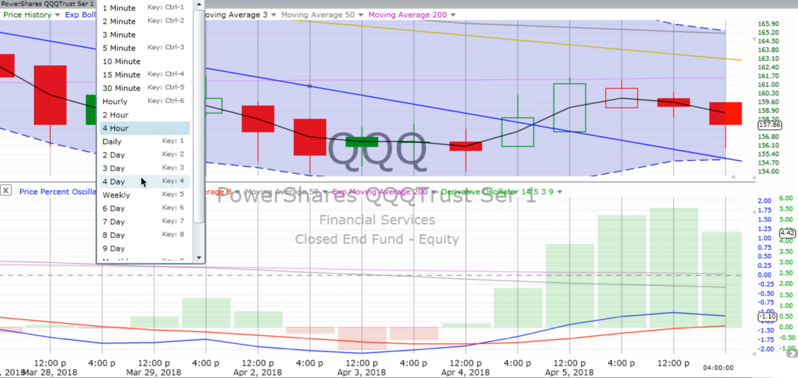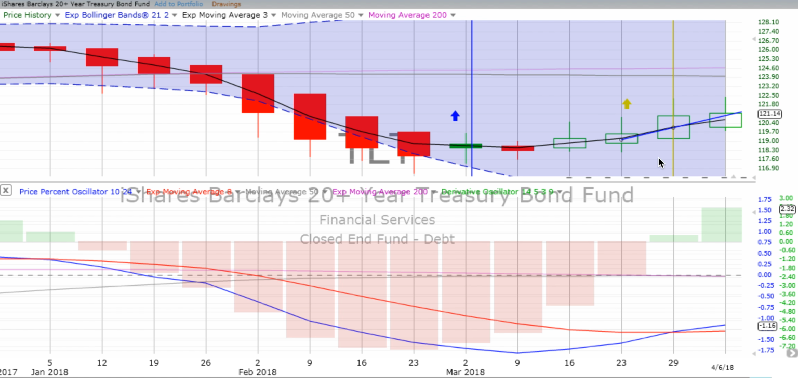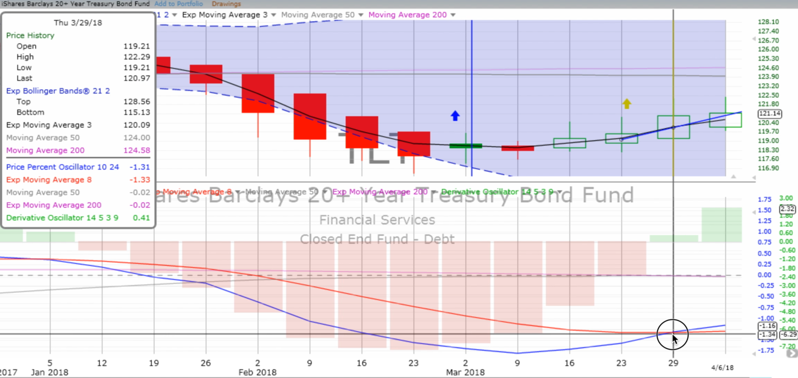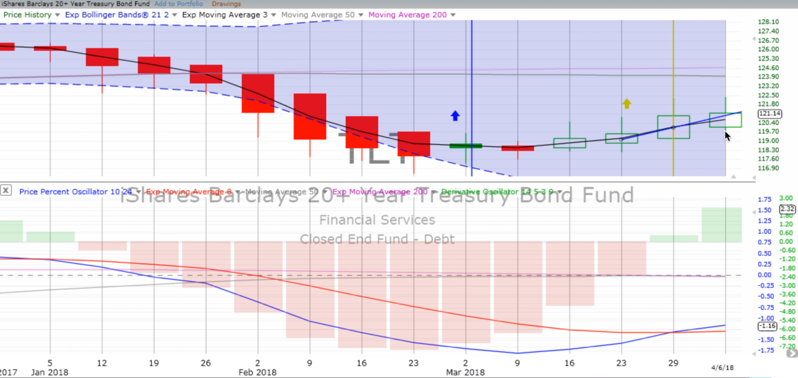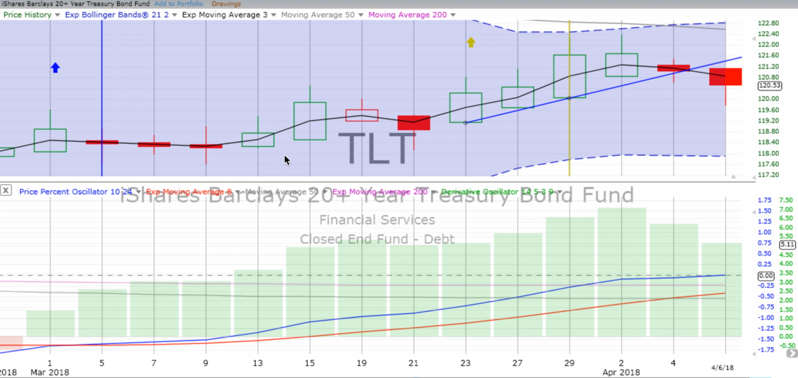Okay, let's go back to our weekly chart. Take a look at TLT. Remember, we had a weekly vertical crossover going up for the week ending the 29th. And again, that was a Thursday, not a Friday, because we had Good Friday last week. But we have a green up candle over the course of this week. Derivative oscillator gaining energy. Price percent oscillator is heading up. It sure took some time over the course of the week, and we'll continue to sort of see what happened.